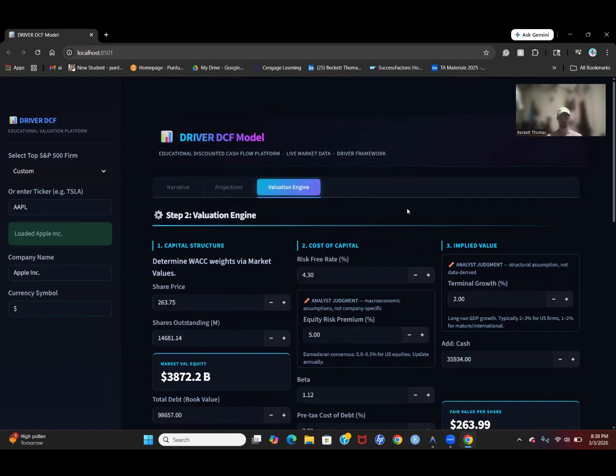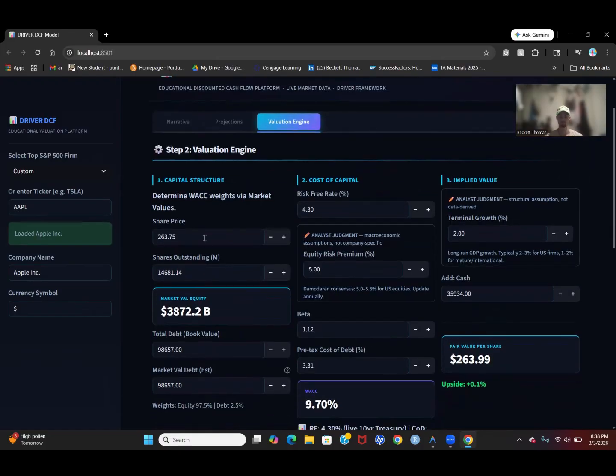This is where the DCF math happens. And there are 3 panels: capital structure, cost of capital, and implied value. Under capital structure, we enter the share price here, the shares outstanding underneath that, and the debt to calculate market value weights for the weighted average cost of capital.